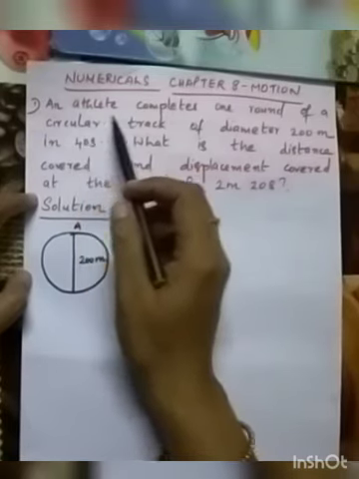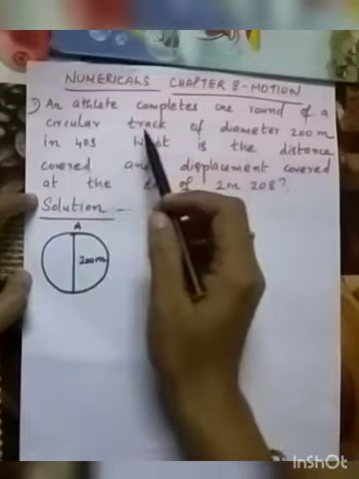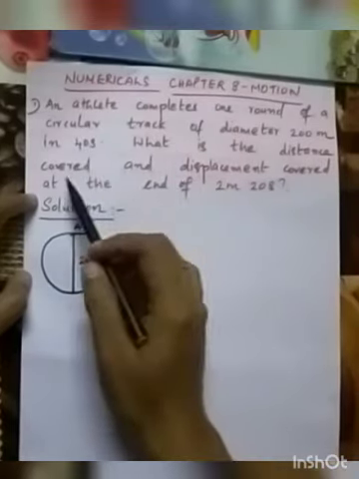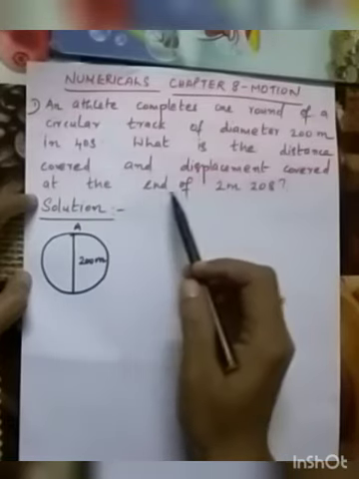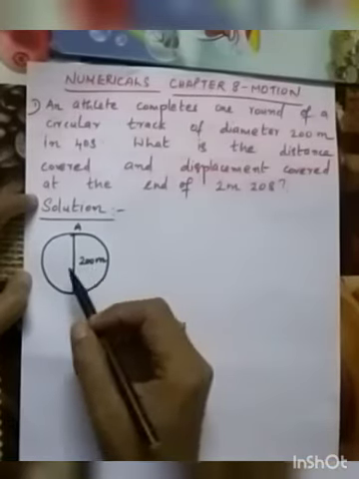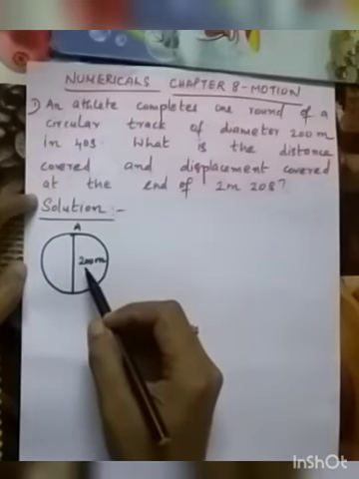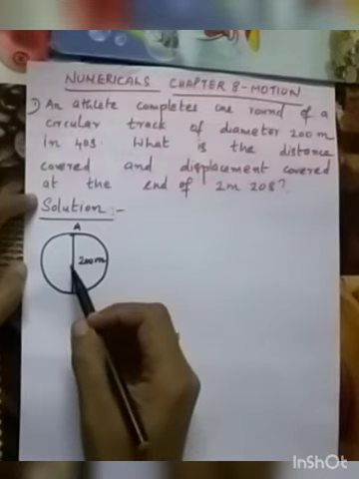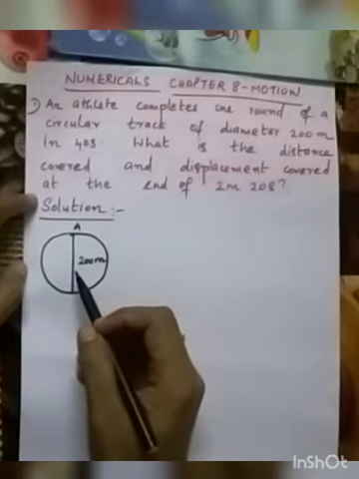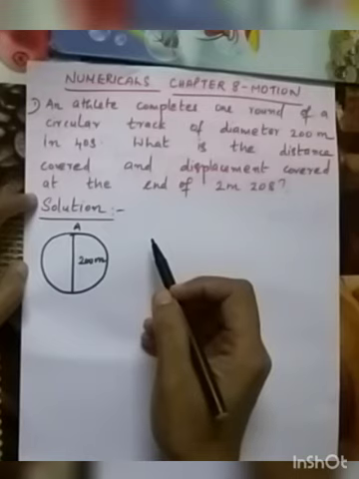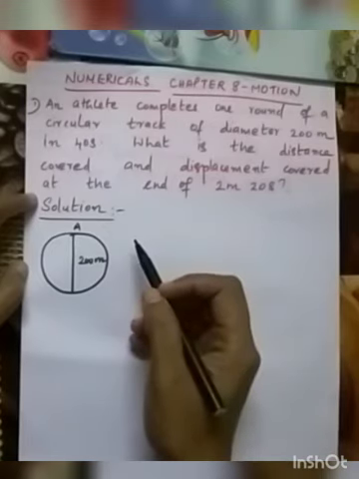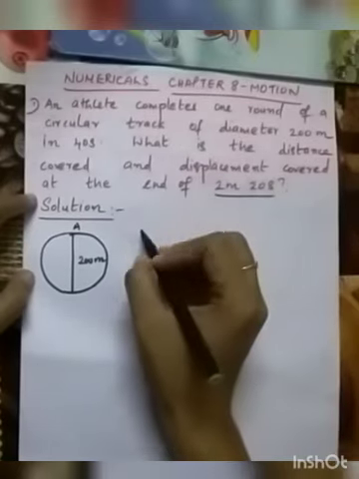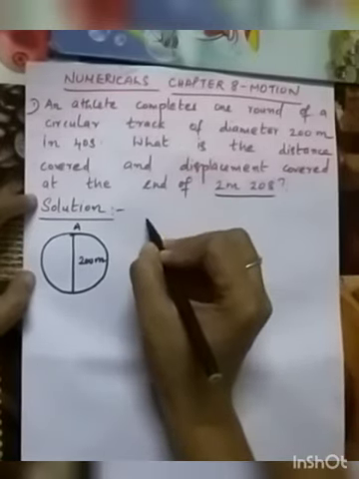So, an athlete completes one round of a circular track of diameter 200 meter in 40 seconds. What is the distance covered and displacement at the end of 2 minutes 20 seconds? So, this is the circular track and the diameter of the circular track is 200 meter. The athlete completes one round of the circular track within 40 seconds. And you are supposed to find out the distance and the displacement of the athlete at the end of 2 minutes 20 seconds.